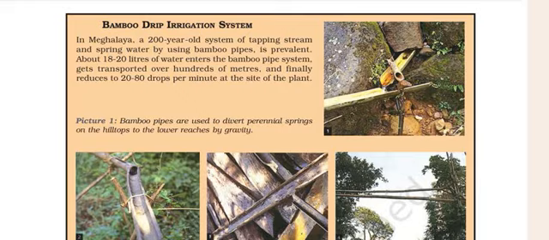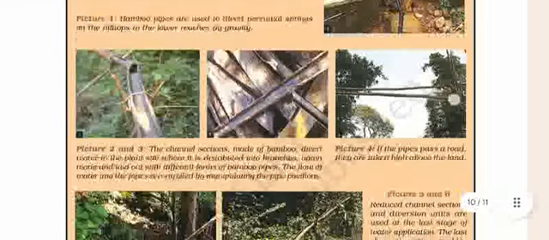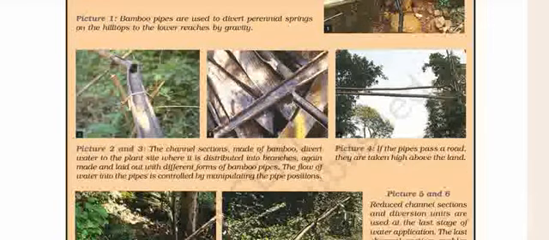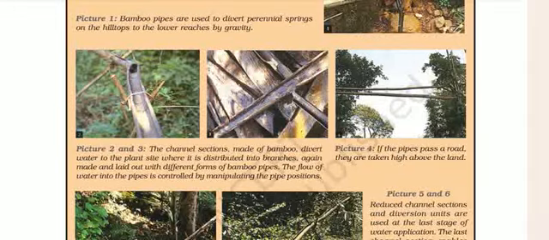Picture 1. Bamboo pipes are used to divert perennial springs on the hilltops to the lower reaches by gravity. Pictures 2 and 3. The channel sections made of bamboo divert water to the plant site where it is distributed into branches, again made and laid out with different forms of bamboo pipes. The flow of water into the pipes is controlled by manipulating the pipe positions.